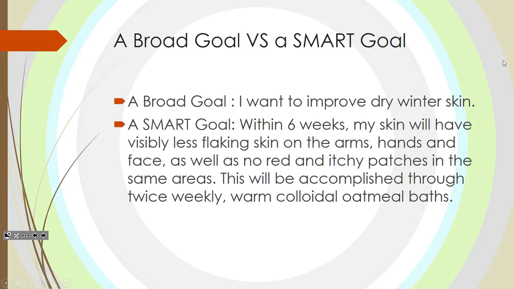As well as no red and itchy patches in the same areas. And this will be accomplished through twice weekly warm colloidal oatmeal baths. So it made it very measurable. So 2 times a week for that 6 weeks, this person is going to do oatmeal baths. And over the 6 week period, they're going to look and see if they have less dry skin. However they measure that, they're looking for very specific things. They're going to look for the flaking skin and the red and itchy patches to have gone away.